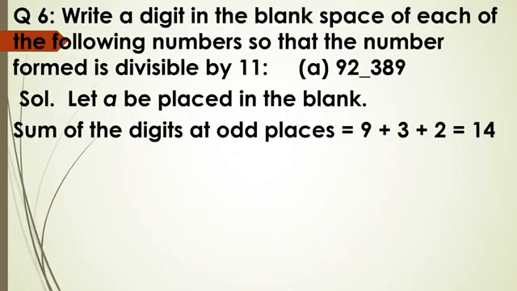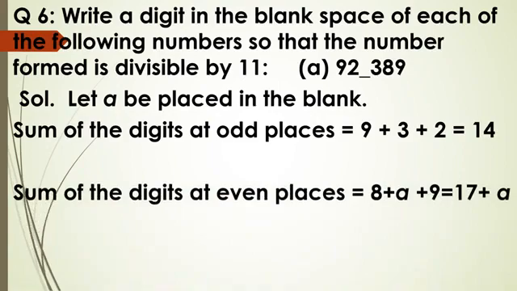Sum of the digits at odd places, because here we have to find out odd place digits and even place digits. It is 9 plus 3 plus 2. Blank is at which place? Even place. So sum of odd place digits is 14. Sum of even place digits is 8 plus A. What is A? A is the blank place number. Suppose we have placed A in the blank. Okay. So 8 plus A plus 9. When you add, you will get 17 plus A.